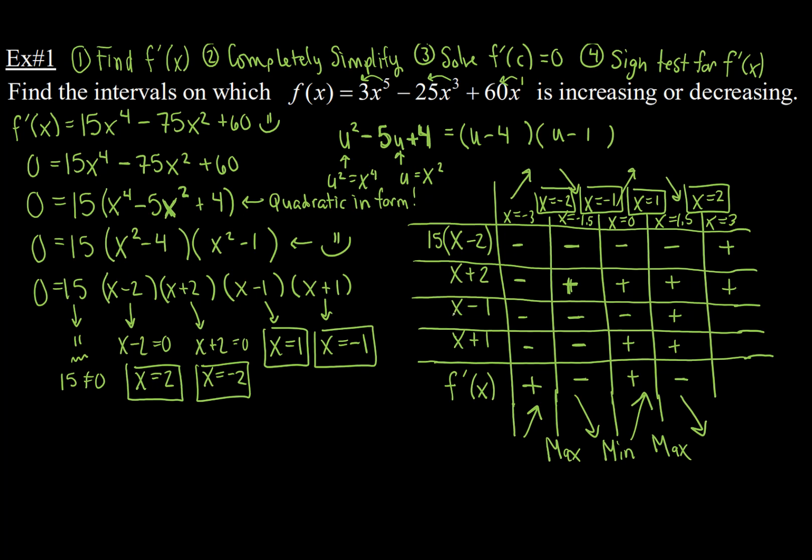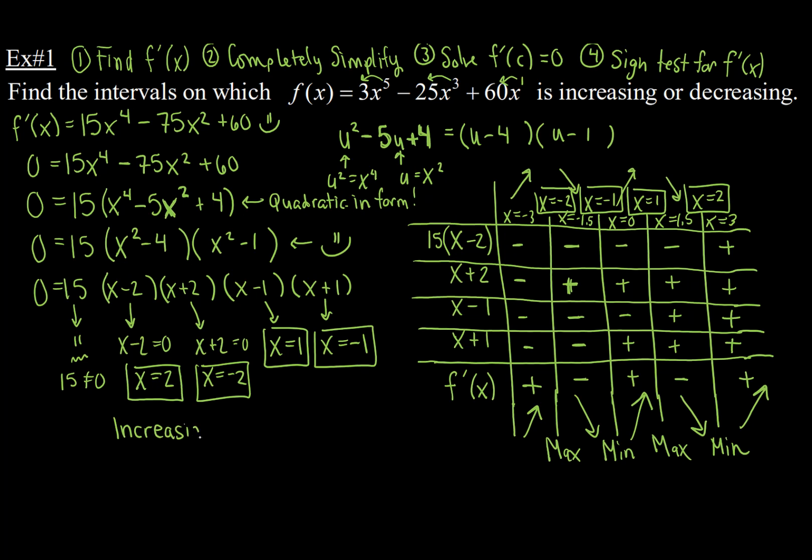I plug in 3. 3 minus 1 gives me a positive 2. 3 plus 1 gives me a positive 4. And positive times positive times positive times positive gives me a positive. I can also just look at the effect of taking 3 and plugging that into our first derivative, and I can see that it's increasing. And over here I can see a minimum.